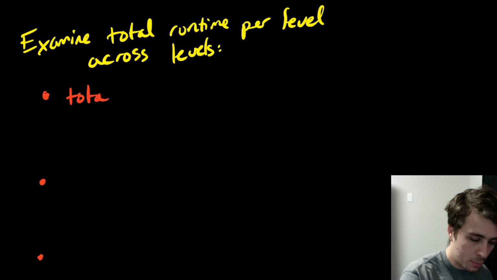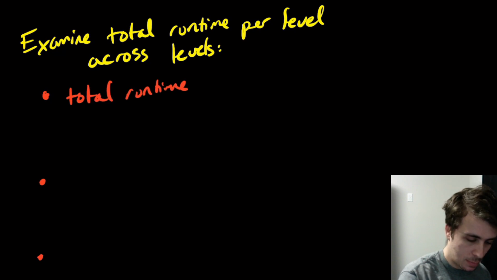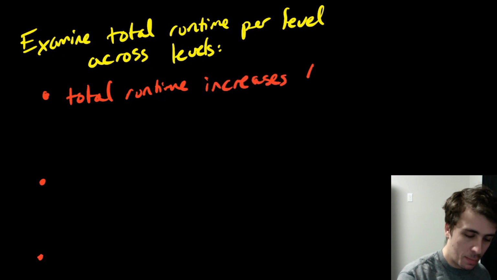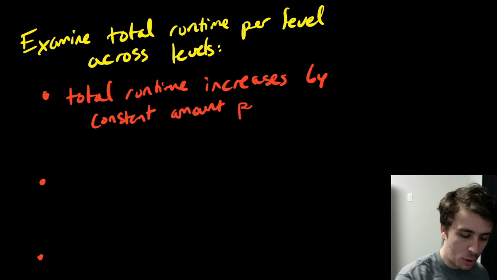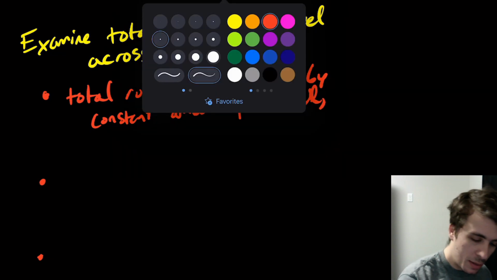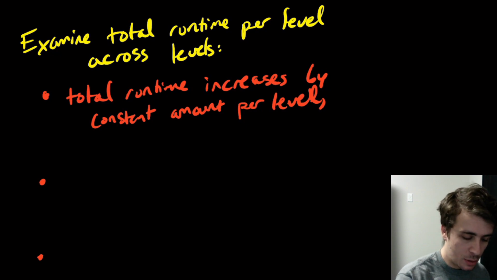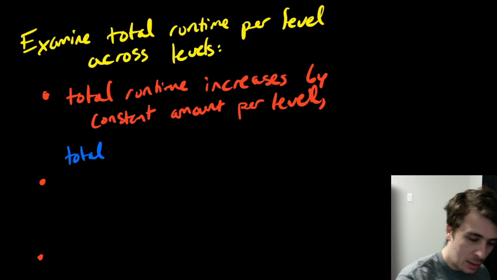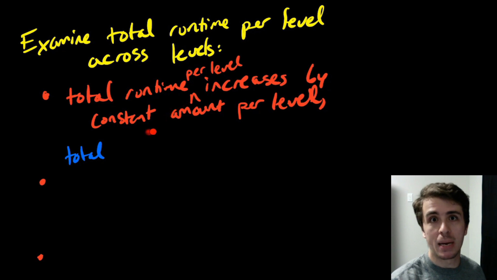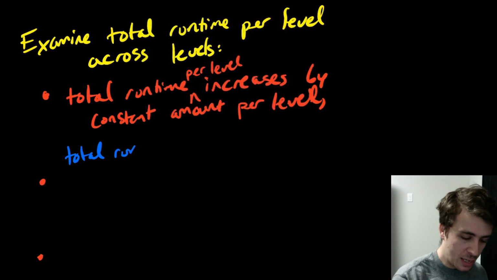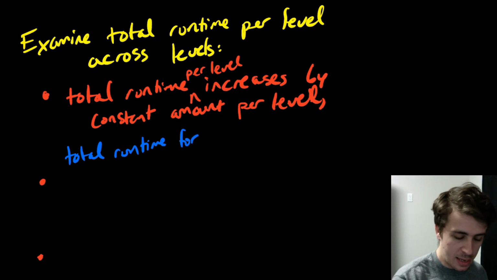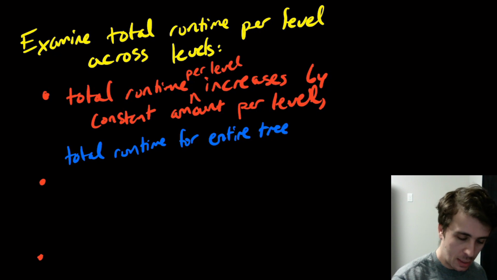So if the total runtime increases by a constant amount per level, then what we can figure out is the total runtime, I should say that this total runtime right here is per level. Okay, so the total runtime per level increased by a constant amount, then the total runtime for the entire tree is dominated by the last level.